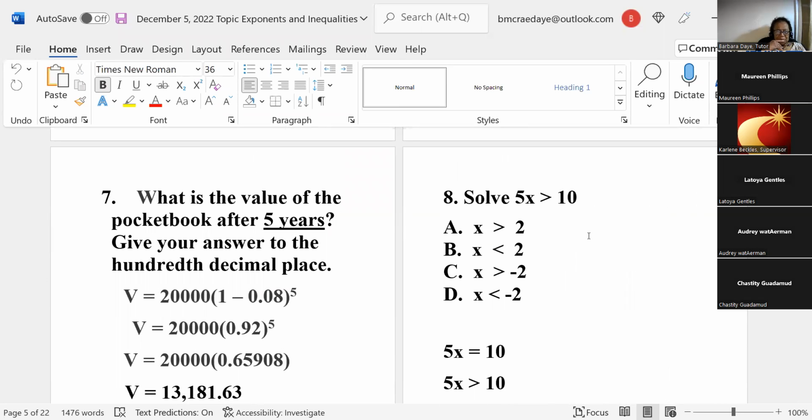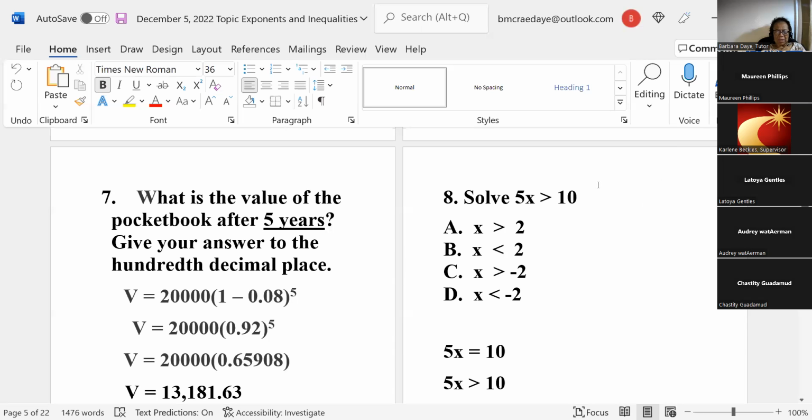Number 8, I had C. How did you get a -2? Yes, but how did you get C? X greater than -2. They just guessed them all. Okay, but remember I just said 5x greater than 10.